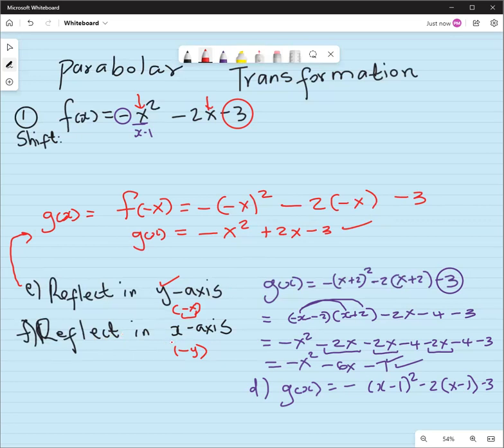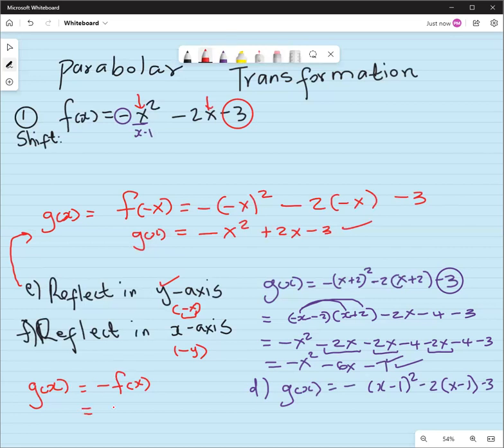Reflection in the x-axis, you just make y negative. It's like you're making f of x negative. So in the x-axis, you're going to have this. g of x equals negative y. Remember, f of x is y. So you have negative y.